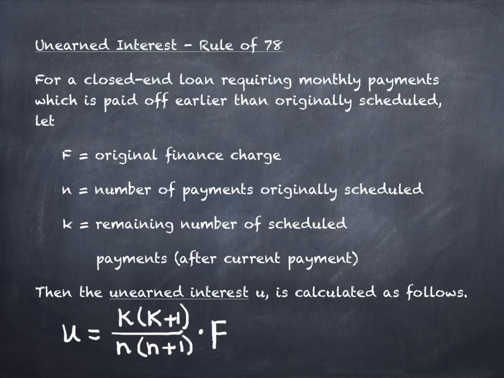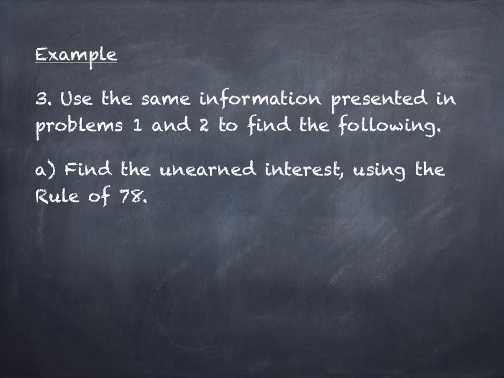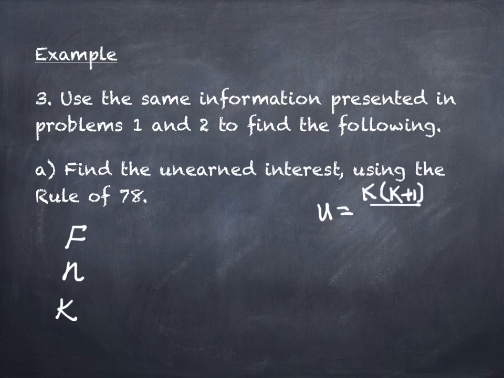So we're going to do the same problem we just did, but with the rule of 78 to find the unearned interest instead. In the last part, we used the actuarial method and found they had $24 of unearned interest. Now we're going to do it with the rule of 78, which means I have to figure out what F is, what N is, and what K is. The formula for unearned interest U is K times K plus 1 over N times N plus 1 times F.